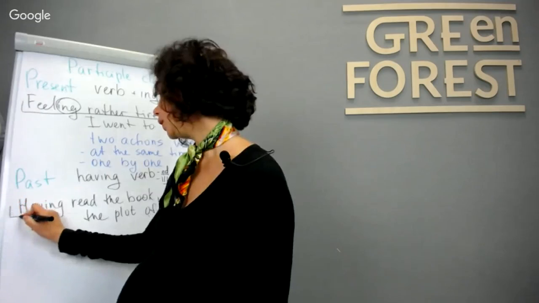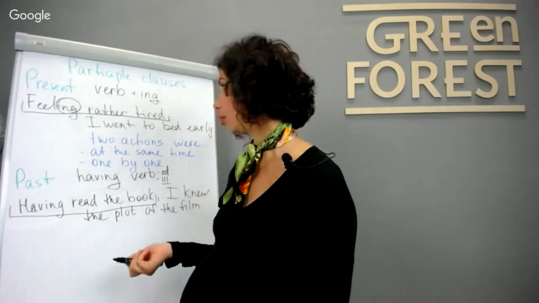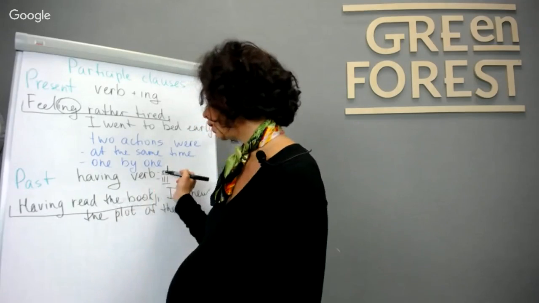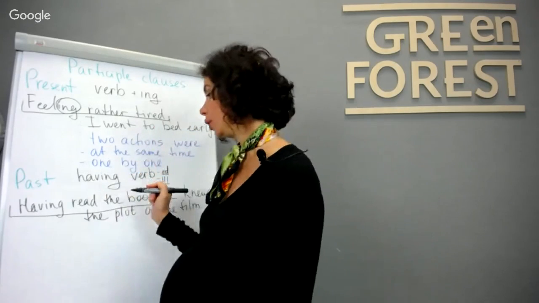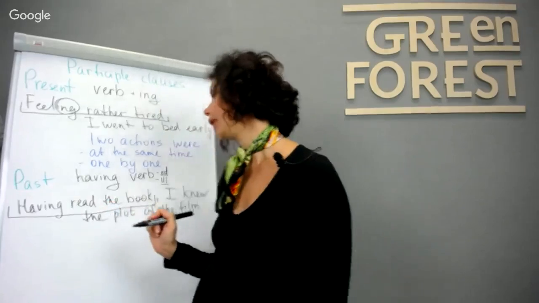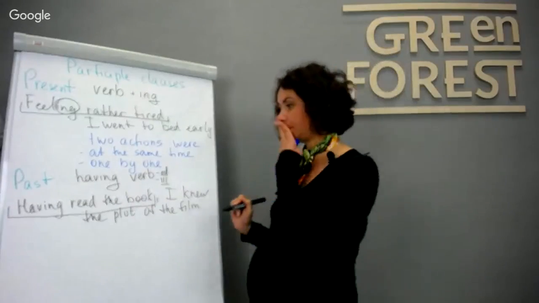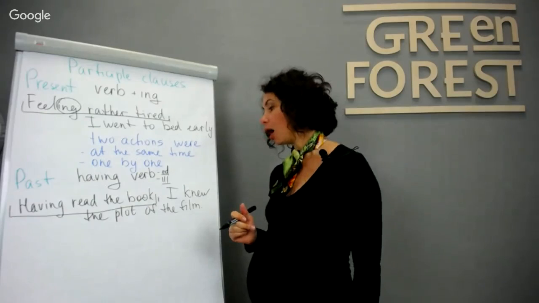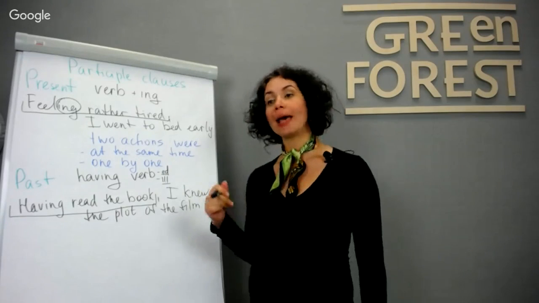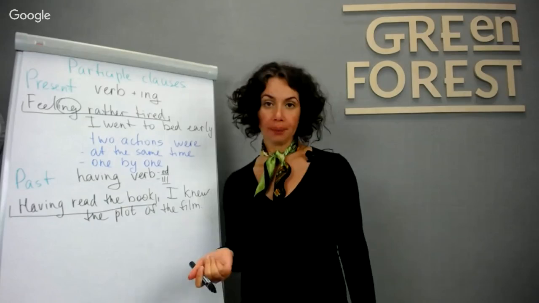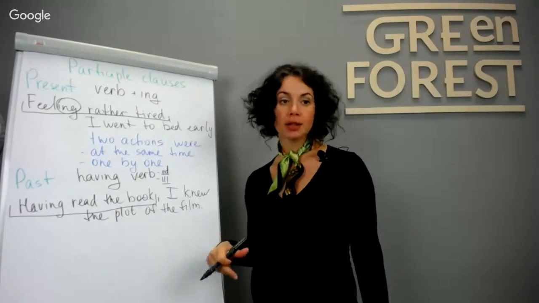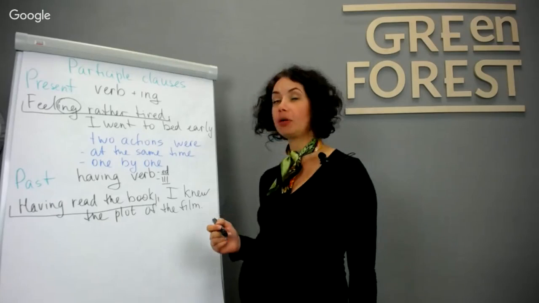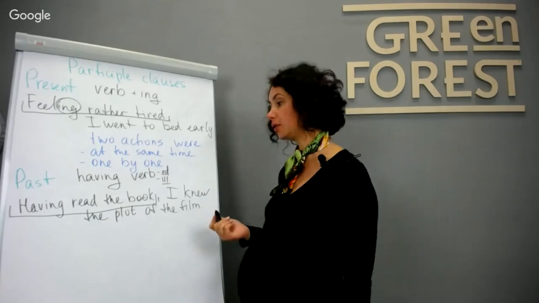Having read the book, this is our past participle clause. You can see we have here having with ing and read, as it is an irregular verb, a third form of the verb read. Read, read. Sorry. The original sentence was, I knew the plot of the film because I had read the book before. But we can shorten it and make it nicer, saying, having read the book, I knew the plot of the film. I think it sounds very nice.